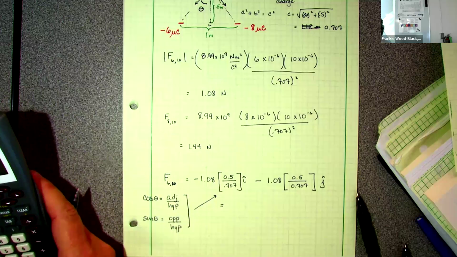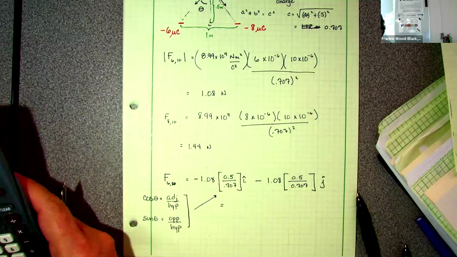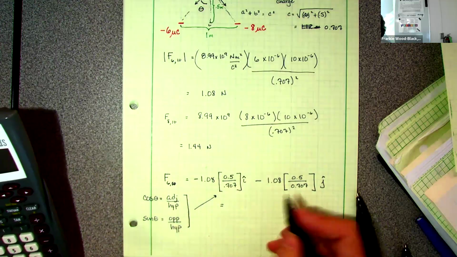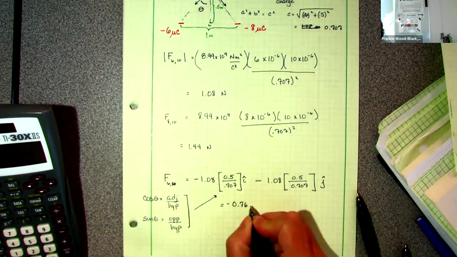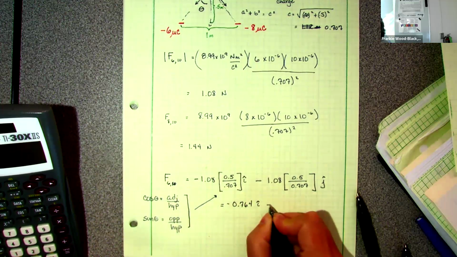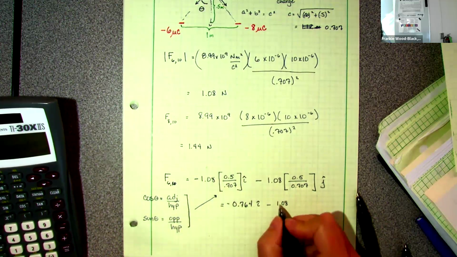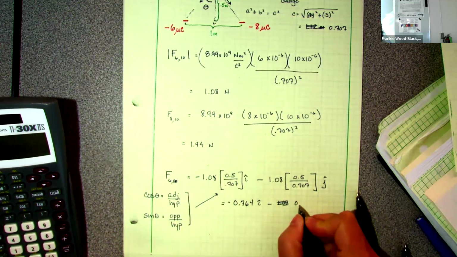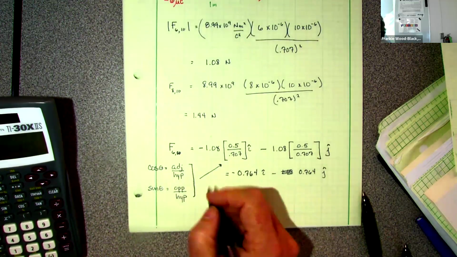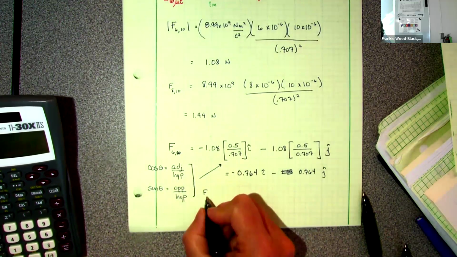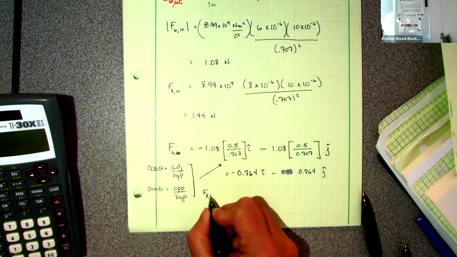So I got 1.08 times 0.5 divided by 0.707. And that one's going to give me a negative 0.764 in the I direction. And that's going to be the same because we got a nice isosceles triangle. Life is good. So that gives me that one. So now I can do the other one. And I got a nice isosceles triangle in the same place. So that works out really well.